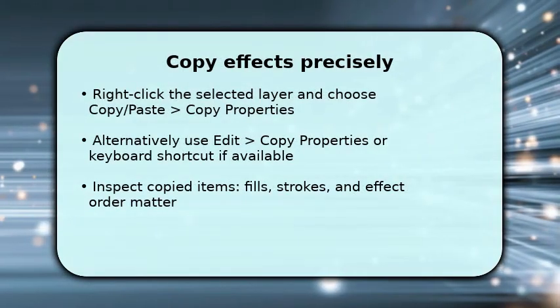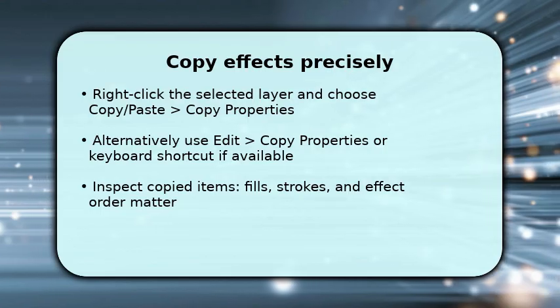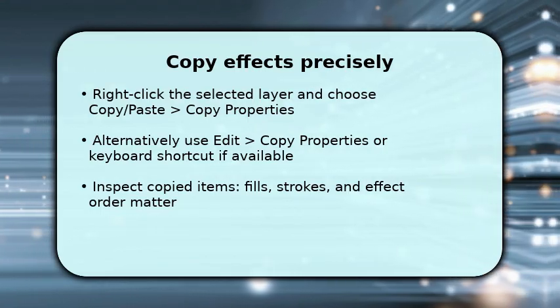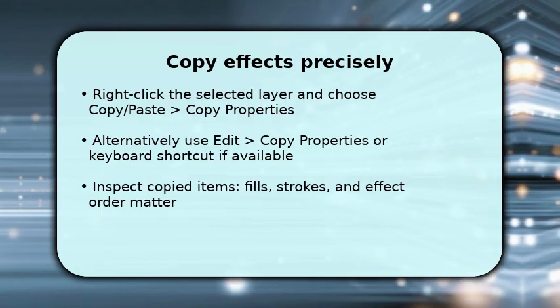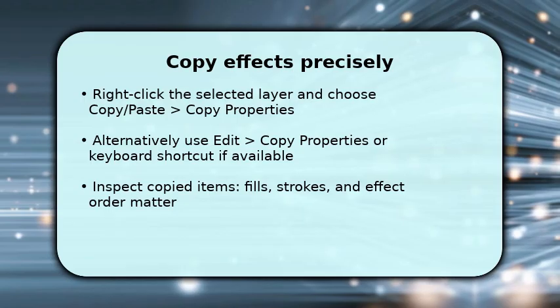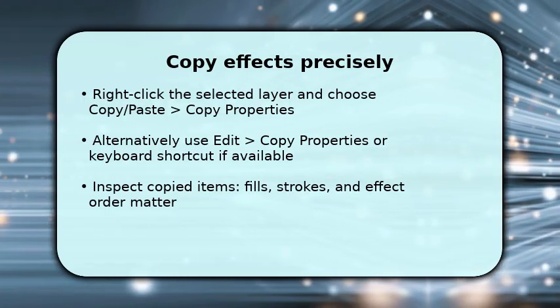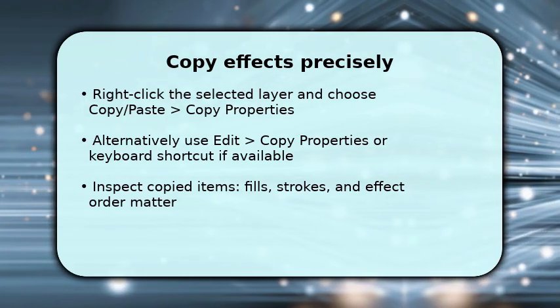You now copy the properties. Right-click and choose Copy Properties, or use the Edit menu. Figma may also support a keyboard shortcut depending on your setup. Once copied, select the target layer where you want the effects applied. Paste properties to transfer fills, strokes, and effects together. This preserves effect order which affects visual result.